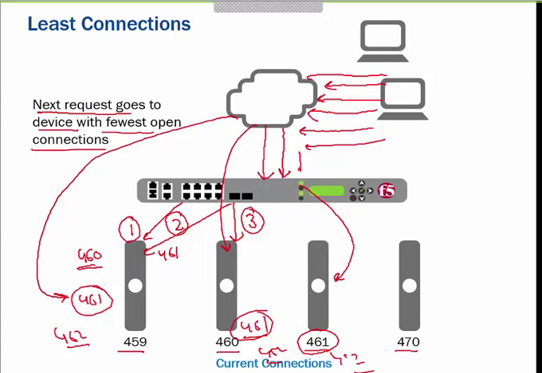Okay, so let's see. When a packet comes here, it goes to server one, right? Then it becomes 460. Then a second packet comes here and it goes to the next one at 460. Why? Because of the round robin method. And a third packet goes to the second server, right? So 461, 461, 461. All these three servers are now at 461. So now a new packet comes here, it will obviously go to server one, then server two, and server three, right?